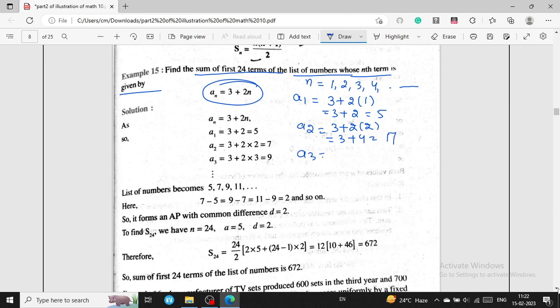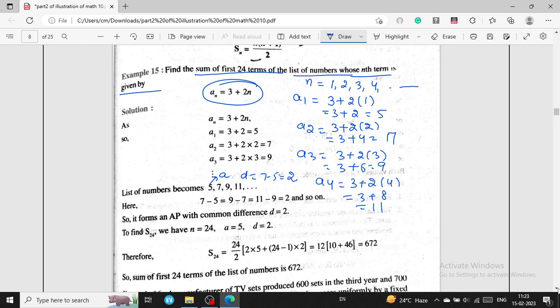And a3, 3 plus 2 multiplied by 3, is 3 plus 6, that is 9. A4, 3 plus 2 multiplied by 4, is 3 plus 8, that is 11. Now you can see we get the series 5, 7, 9, 11. And in this series, a will be 5 and d will be 7 minus 5, that is 2.